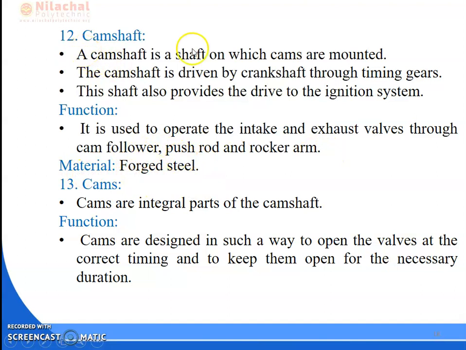That is a camshaft. What is a cam? The cam is an integral part of the camshaft, and cams are designed in such a way as to open the valve at the correct time and keep it open for the necessary duration.